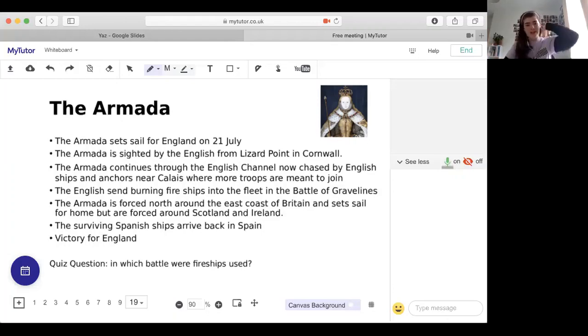So in which battle were the fire ships used? Some of you have gone into a lot of detail. If you're doing this in an exam, don't worry, just include the one that I've already mentioned, because they're not going to be looking for that much detail, and if you remember all of them, you might get confused.